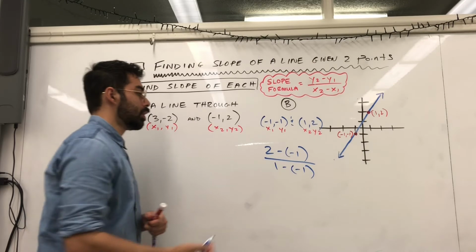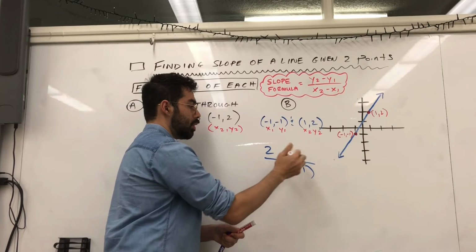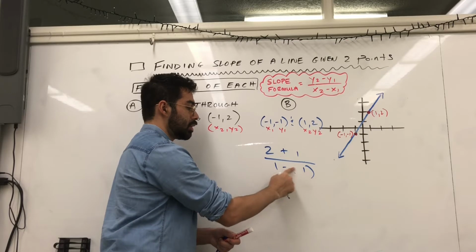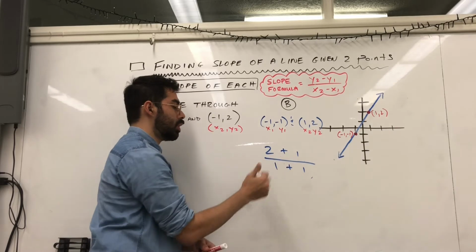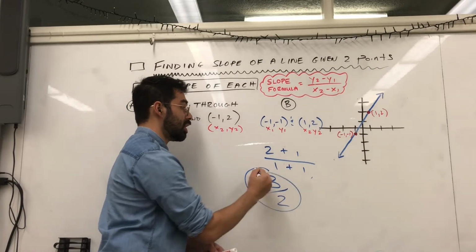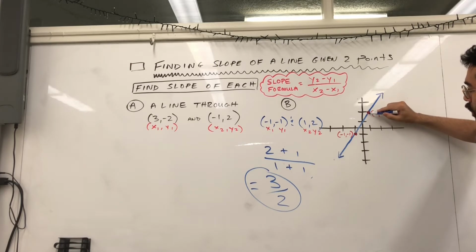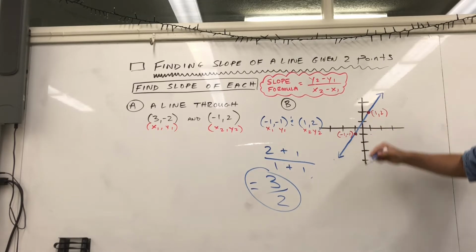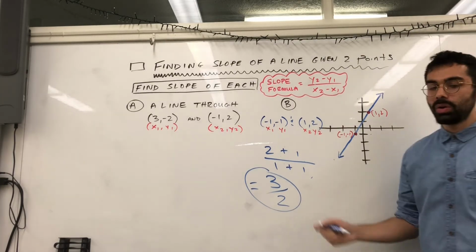This is going to turn out to be negative and negative, that's plus. So that's 2 plus 1. Negative and negative once more, that's a plus sign. So 2 plus 1, which is 3, and then 1 plus 1, which is 2. So this has a slope of 3 over 2. You could have easily done rise and run: rise 1, 2, 3, and then run 1, 2. So this is a positive 3 over 2. Your slope is 3 over 2.